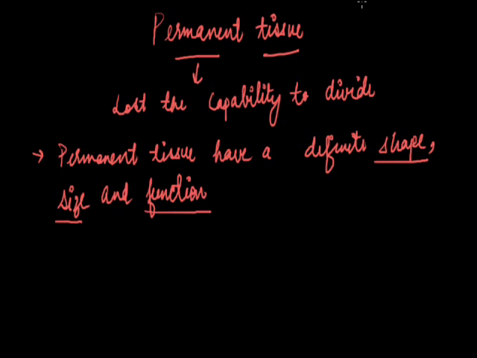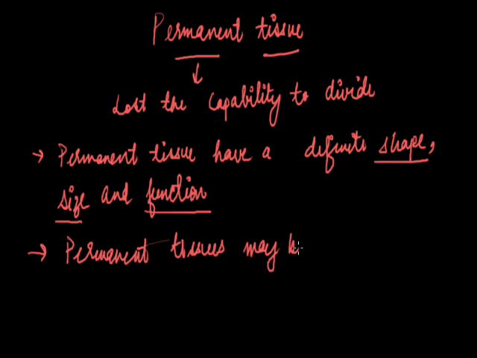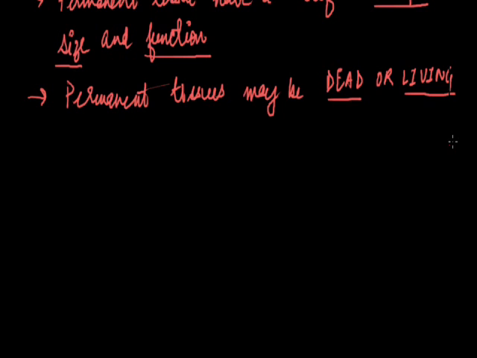Permanent tissues are the cells which have lost their capability and these have a definite shape, size and function. And the permanent tissues may be dead or living. We have studied about the meristematic tissues, but the meristematic tissues are always living. But in the case of permanent tissues, they can be dead or living.